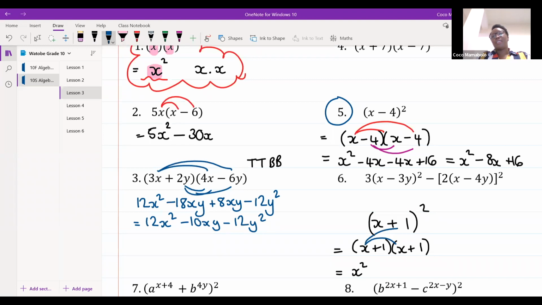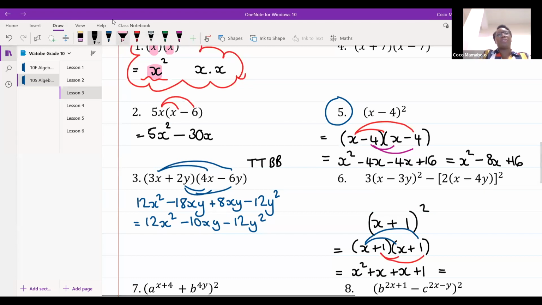X times 1 is X. Good. X times 1 is X. And then we do the bottom. 1 times X is X. Good. And then the last one, 1 times 1 is 1. Good. Yes, ma'am.